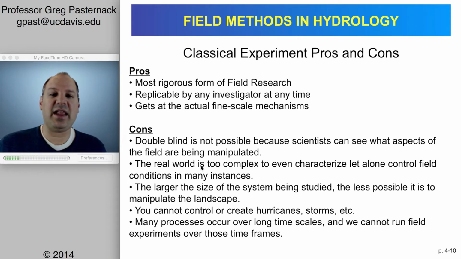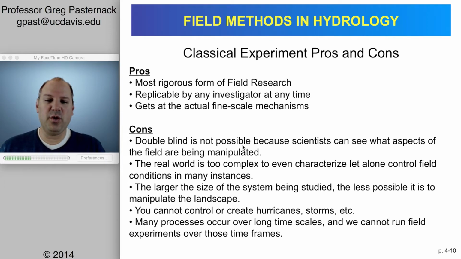The main advantages of a classic experiment: very rigorous. It should be replicable by anyone who can afford to do the same kind of experiments. And most importantly to me, it does get at the actual fine-scale mechanisms. You can get in there and monitor very carefully, especially with the technologies that we have available today, like particle image velocimetry and laser scanning of these experimental facilities, or time-lapse photography, videos, all kinds of things that really allow us to understand these systems.